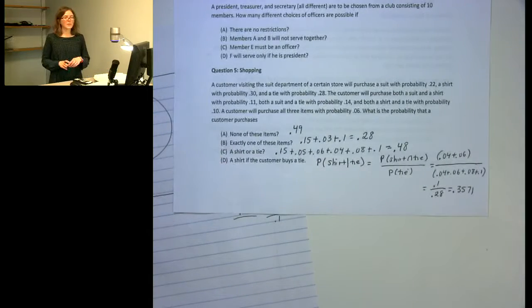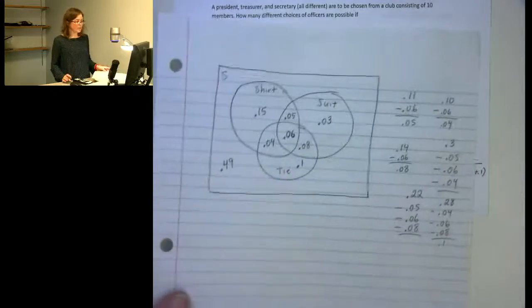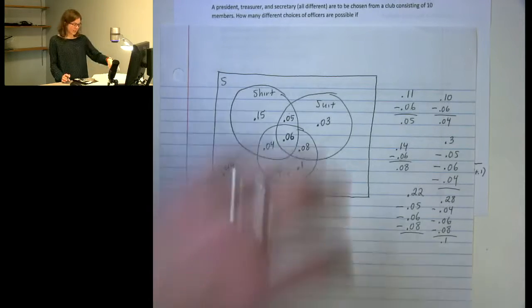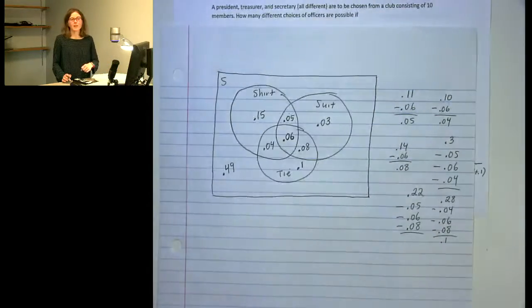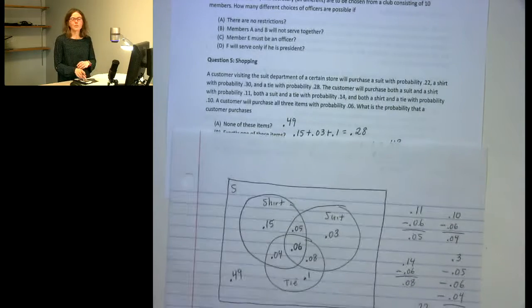But using this Venn diagram makes sorting through all of these intersections pretty straightforward. You can do it all with formulas, but it's a lot easier to work with a Venn diagram in a situation that's this complicated. Okay, so that is question 5 from the review exercises.